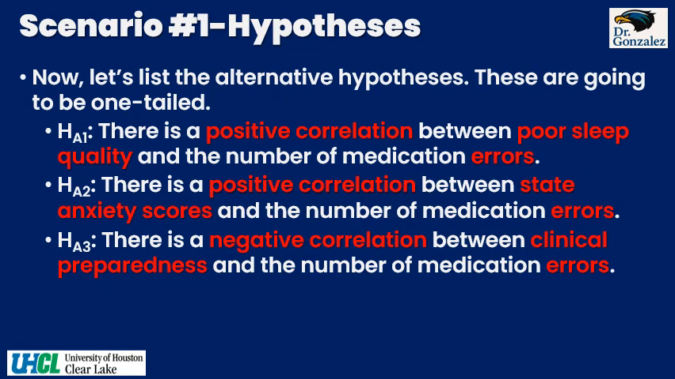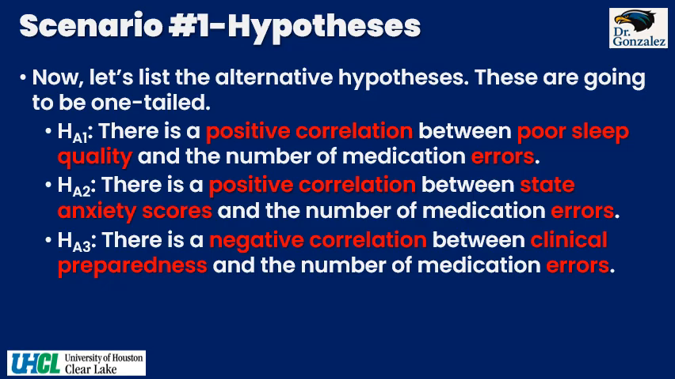So if you notice, every one of these alternatives has a direction. The first one says there is a positive correlation between poor sleep quality and the number of medication errors. I want you to understand that by saying positive, I am not talking about this being a happy or a good thing. By positive, what I mean is as the number of medication errors increases, your rating of poor sleep is going to increase.